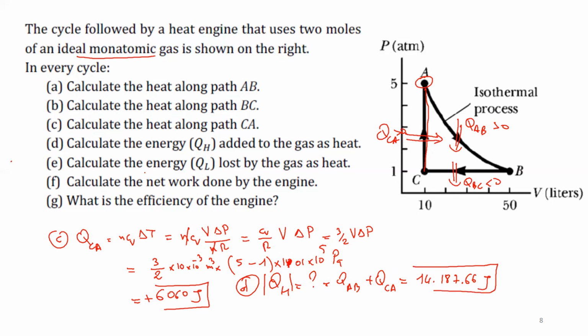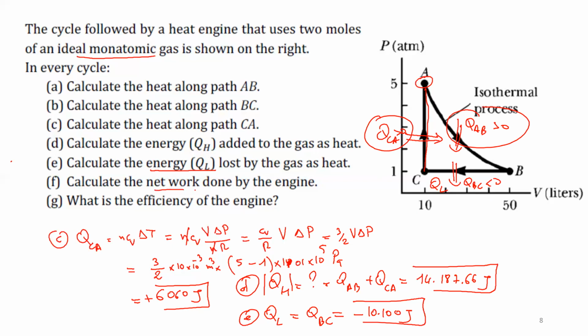Now E, calculate the heat lost by the gas as heat during this cycle. Of course, here, QL is just QBC, okay? So this is QL, QBC is QL. During the cycle, I'm adding QAB and QCA, but QBC is lost. So this is heat lost. Heat lost will be just equal to minus 10,100 joules.